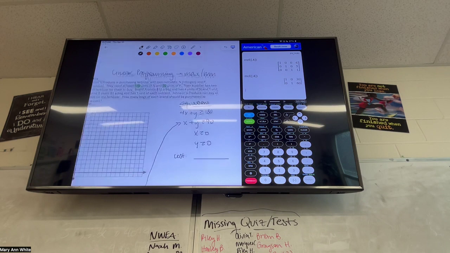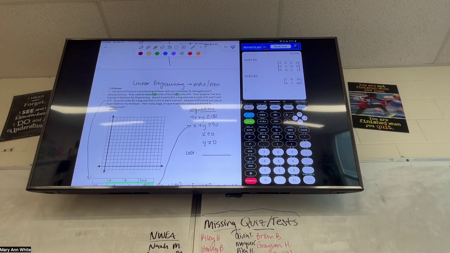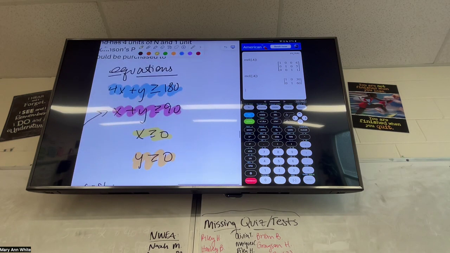Now it's our job to graph these, okay? It's pretty easy to graph x is greater than or equal to 0 here. It's pretty easy to graph y is greater than or equal to 0 here. What we'll need to do next is manipulate my other two equations to get them to also be equal to y. So if I just take both of those and move the x's to the other side, I can just get y is greater than or equal to negative 4x plus 180. And then we'll graph that.